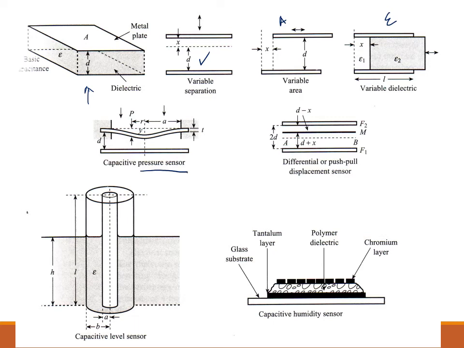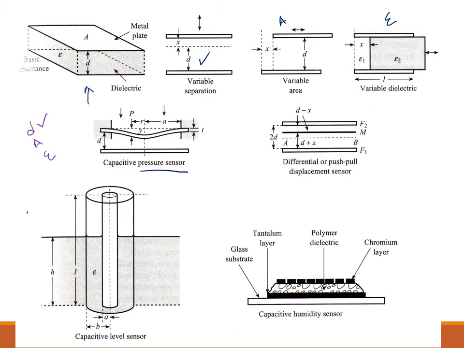If you look at this diagram here, what is the variable, meaning the method used here? Is it D, we change the D, or we change the area, or we change the dielectric? Which one do you think for this capacitive pressure sensor? Basically it is the distance.